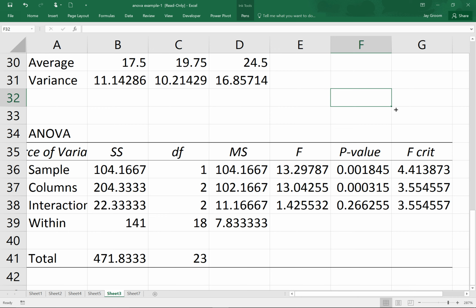So again, you would reject H naught. There is a difference due to rows. Reject H naught. There is a difference due to columns. Fail to reject. There is no interaction between the rows and the columns here. Yeah?